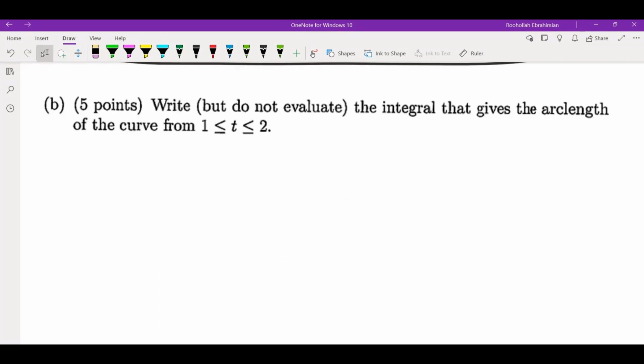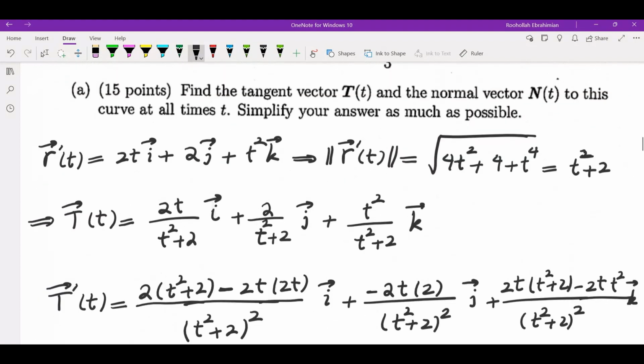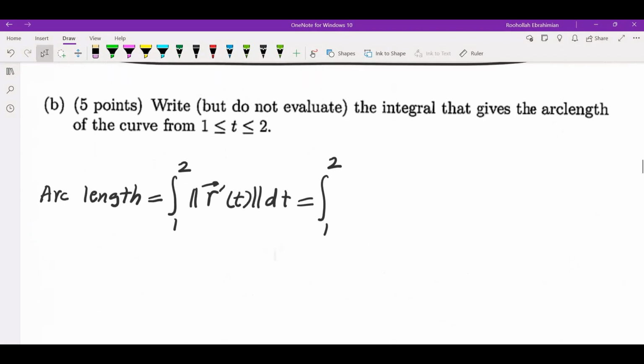Right, but do not evaluate the integral that gives the arc length of the curve. So the arc length is going to be the integral from 1 to 2. They gave us the limits. Magnitude of r prime dt. So this is the integral from 1 to 2. Magnitude of r prime is something we found earlier. We found it as t squared plus 2. So t squared plus 2 dt. And that is the answer.